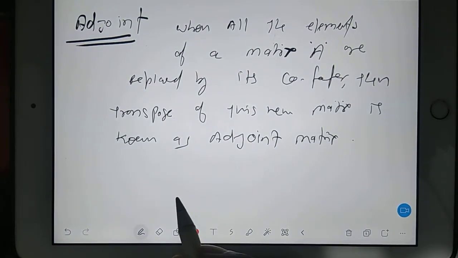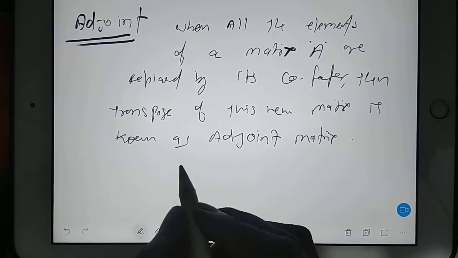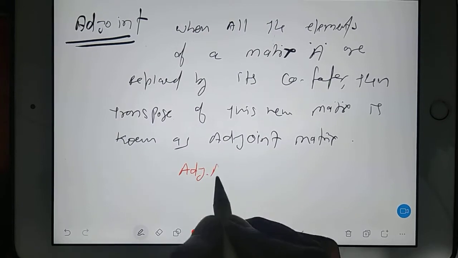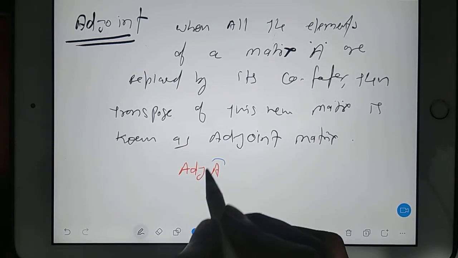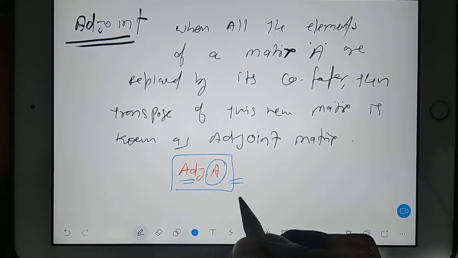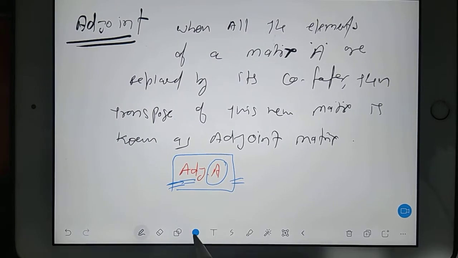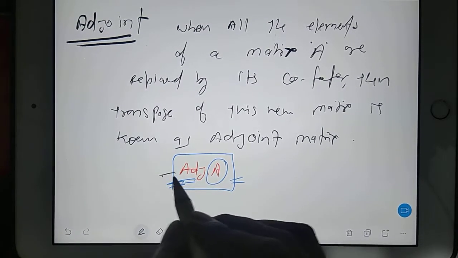And we have a symbol for this. We simply write adj A. Okay, this A is the matrix, this is adjoint, so this total is the process. After getting the answer, we will give the symbol adjoint A. So we can solve one small question, how to find out adjoint A.